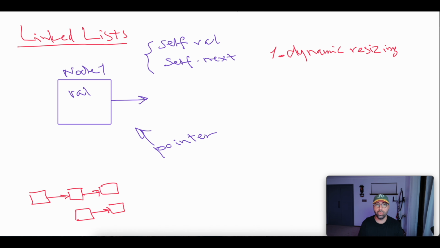What you can do with linked lists is that you can change these pointers and you can say, I want you to first point to this one. Then I want you to point to this one. Then I want you to point to this one. And then I want you to point to this one.